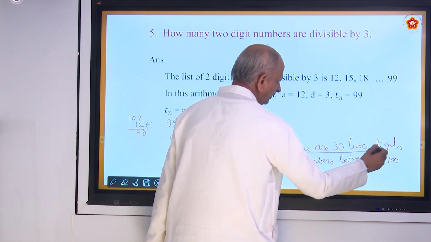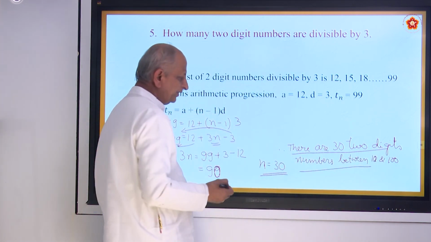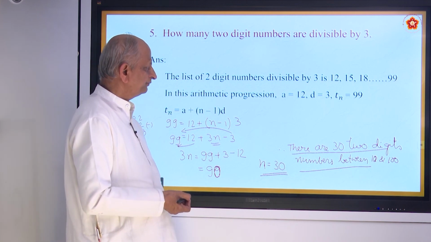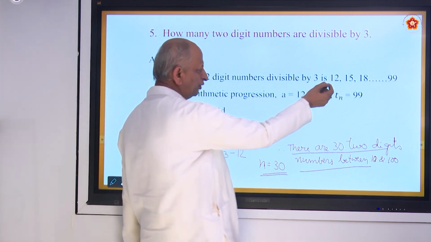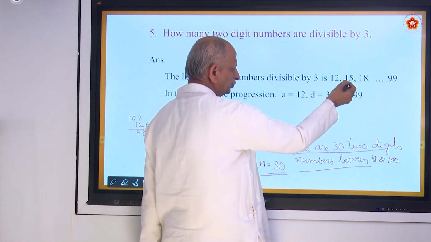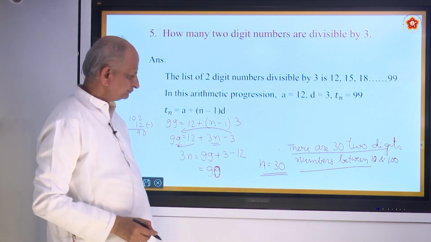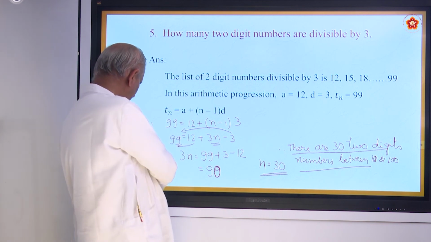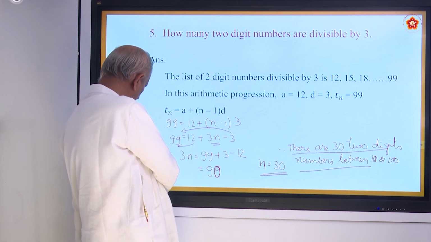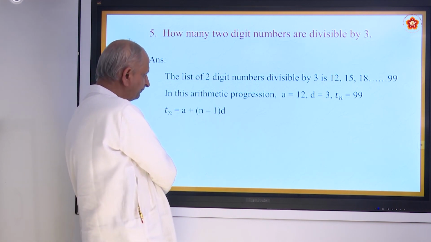So don't forget to write the answer. If you want you can check. How to check? Like that you just go on counting. 1, 2, 3 like that you count. It will be 30. So very interesting. You try yourself some more problems on this, okay.